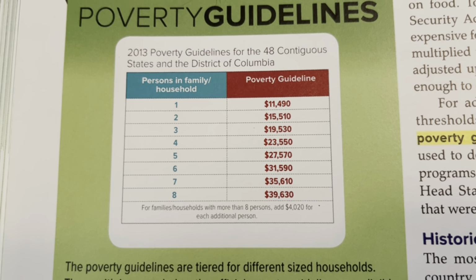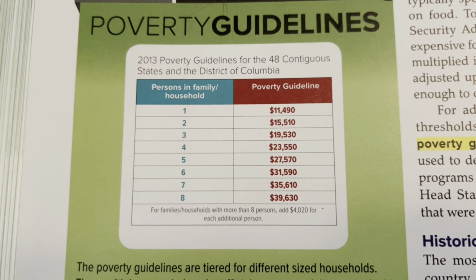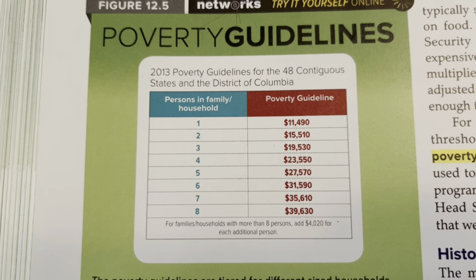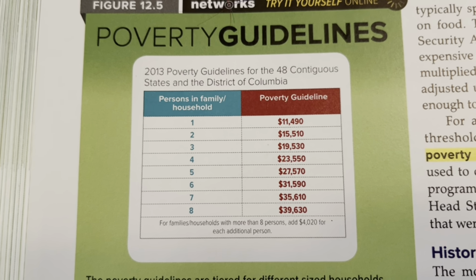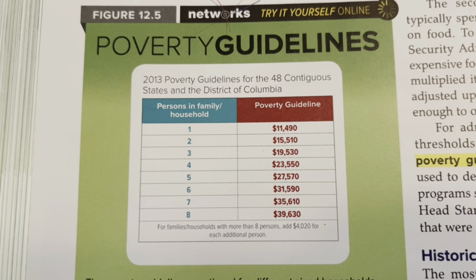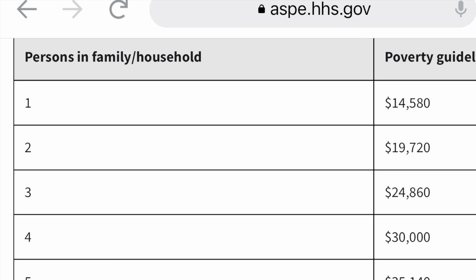So this guideline can get you an indication of whether a family is at or below or above the poverty level based on how much income they have. So this is what the government says a family of whatever size needs in order to meet its basic needs. Of course, this is 2013, so here's what it looks like now for 2023. Here are the poverty guidelines for 2023, and you can see the effect of inflation. Instead of the poverty guidelines for one person being 11,490, it's now 14,580.